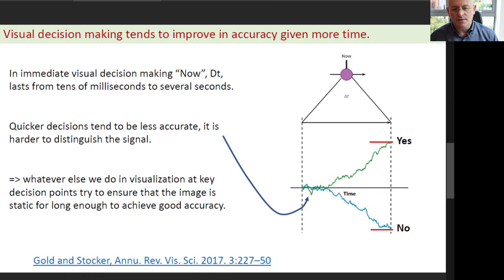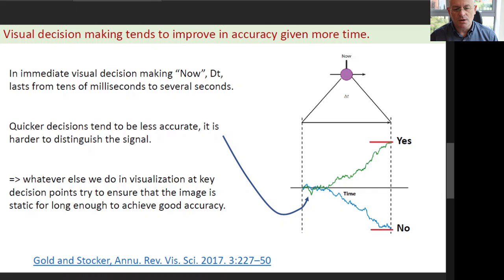So here's a more technical diagram which tries to illustrate how what you perceive as an instant in time when you make a decision is in fact an interval in time. And that interval in time might be tens of milliseconds, it might be several seconds, but it takes you time to detect and come to a decision on whether a target is present or not. So quicker decisions tend to be less accurate. It's harder to distinguish the signal in them.